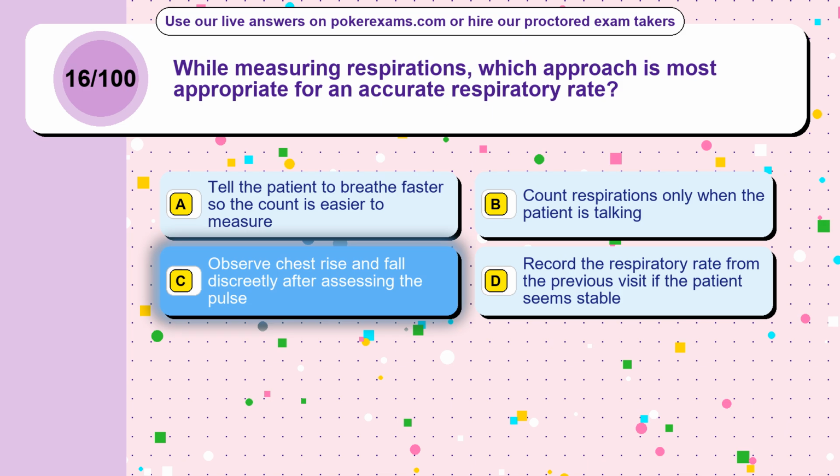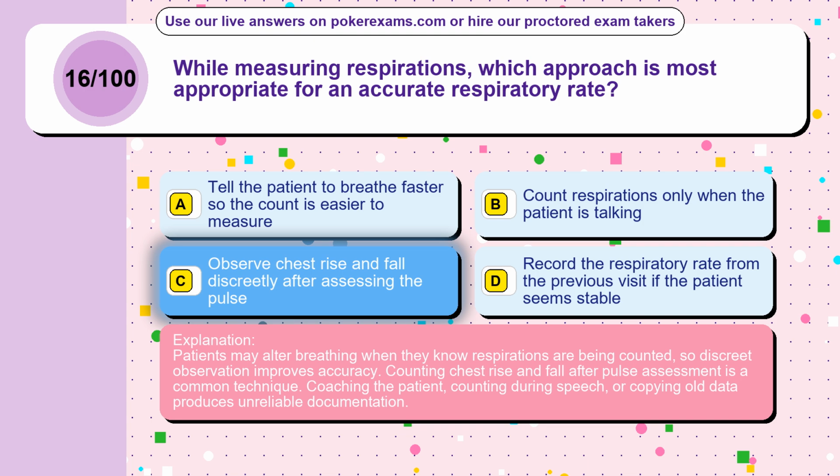The correct answer is option C. Observe chest rise and fall discreetly after assessing the pulse. Patients may alter breathing when they know respirations are being counted, so discreet observation improves accuracy. Counting chest rise and fall after pulse assessment is a common technique. Coaching the patient, counting during speech, or copying old data produces unreliable documentation.